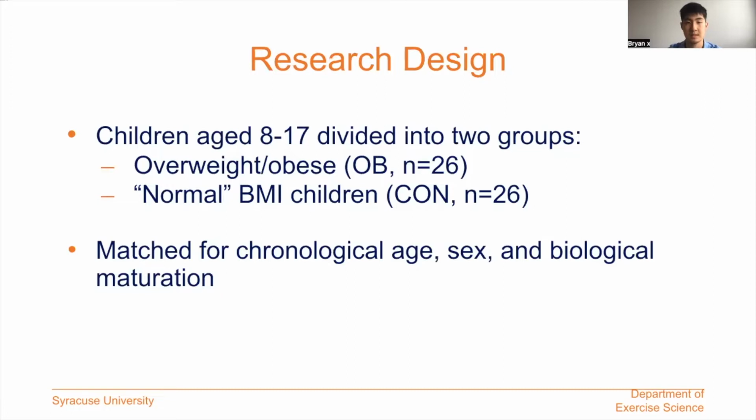The study recruited children aged 8 to 17 and divided them into two groups. The first group consisted of overweight or obese children, and the second consisted of normal BMI children, or the control group. Both groups consisted of 26 individuals, and they are matched for chronological age, sex, and biological maturation.